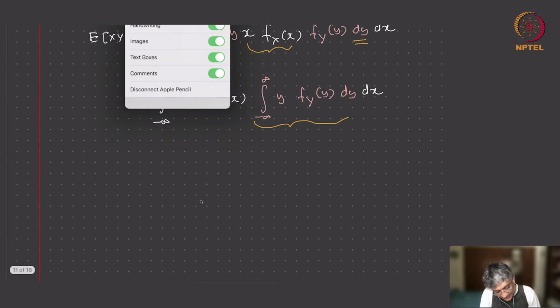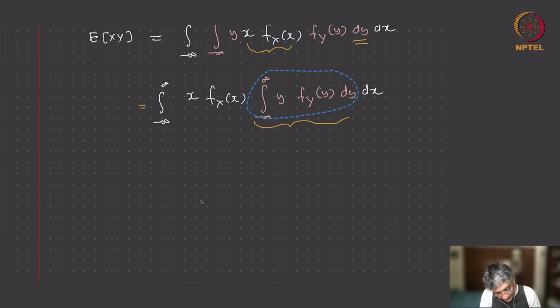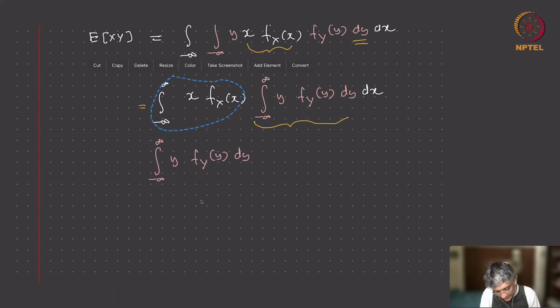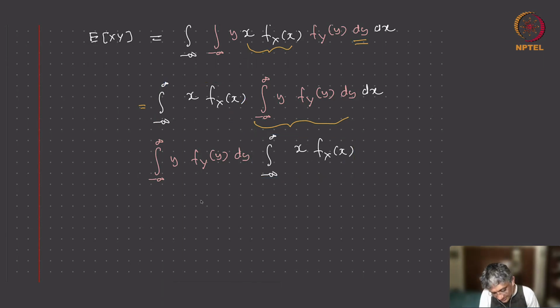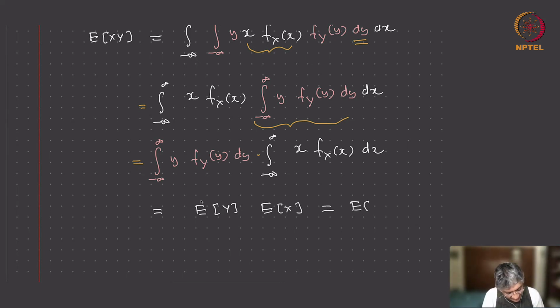So what I'll do is I'll take this, copy it, and move it outside. And what I'm left with inside is just this white part, times dx. But what is this now? This is the same as the first person is E[Y], the second person is E[X]. So E[XY] is the same as E[Y] times E[X], or the same as E[X] times E[Y].